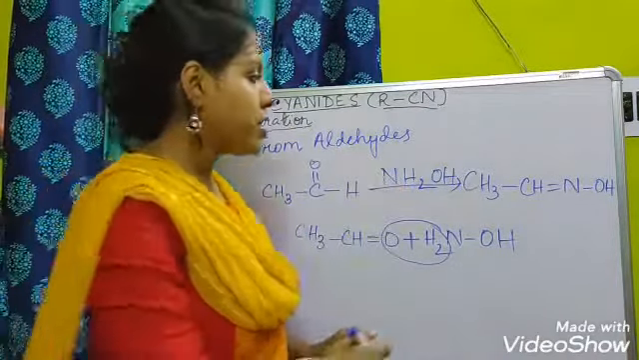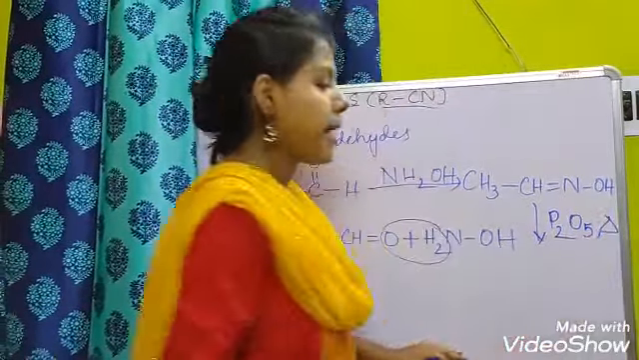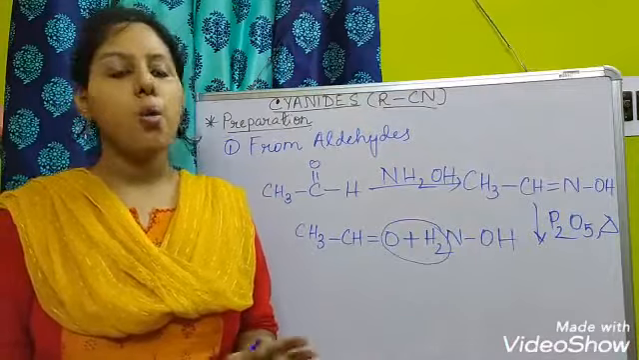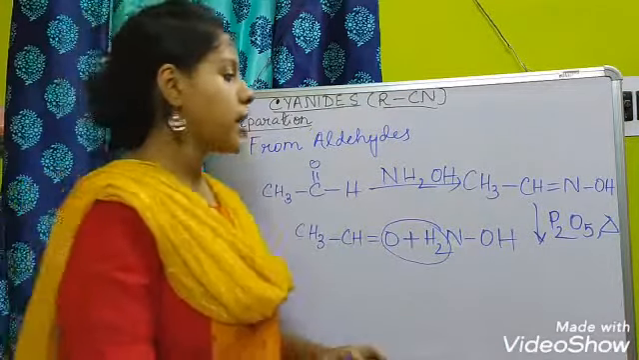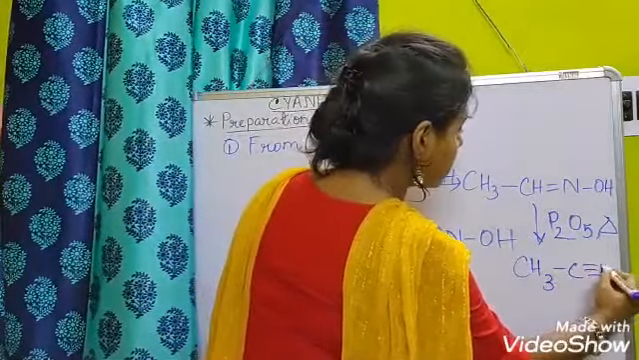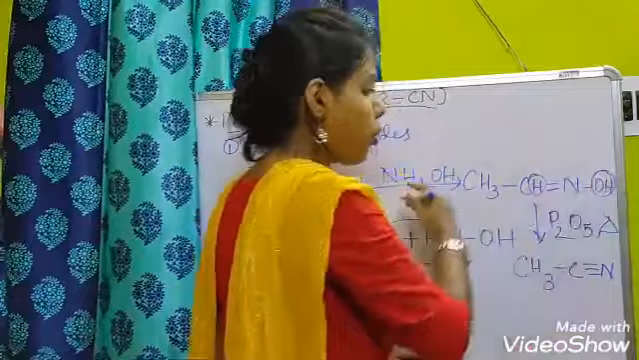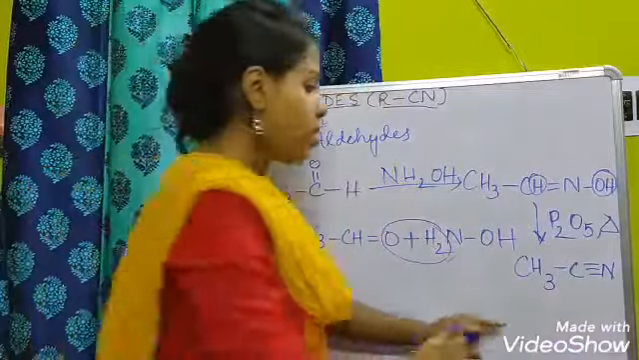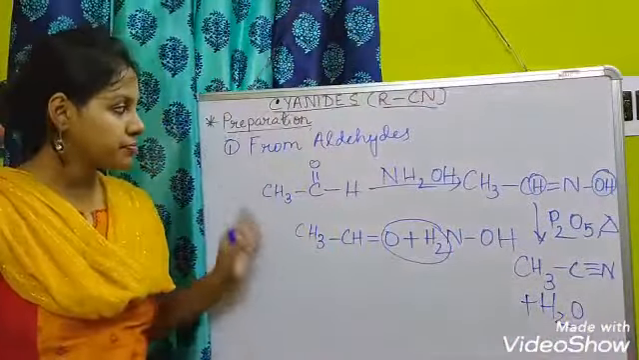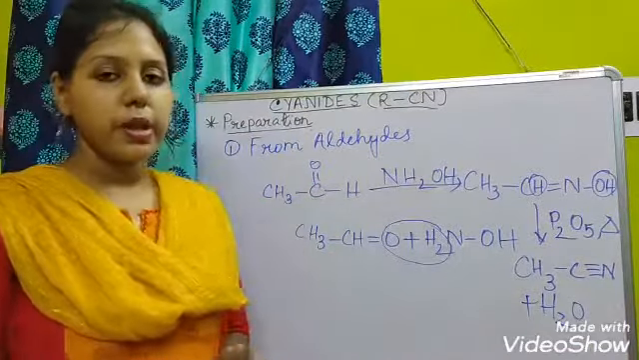After that, you have to treat it with P2O5. By heating this compound with P2O5, there will be the elimination of one water molecule. After eliminating the water molecule, it will make CH3 single bond carbon triple bond nitrogen. From here the hydrogen and from here the OH group will be eliminated as a water molecule, plus H2O. In this process we can convert the aldehydes into the cyanides.